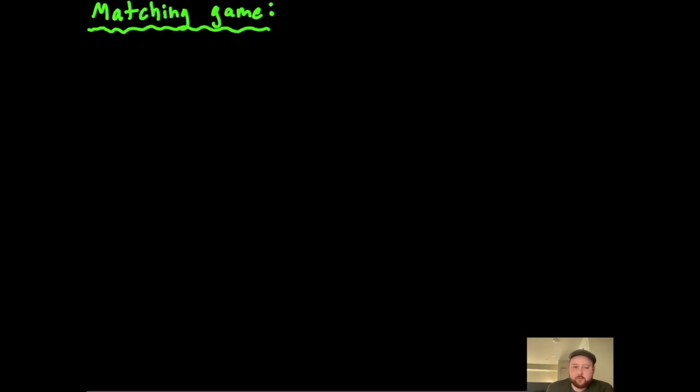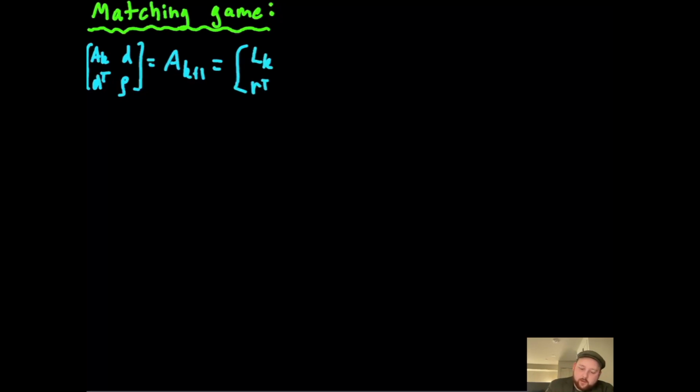What we're going to do is play a quick matching game. What I mean by this is that I want to take AK plus 1, which I know I can write in this block form as AK, D, D transpose, gamma. I want to find this R and this rho such that I can write AK plus 1 as LK, R transpose, rho, 0 times LK transpose, R, 0, rho.